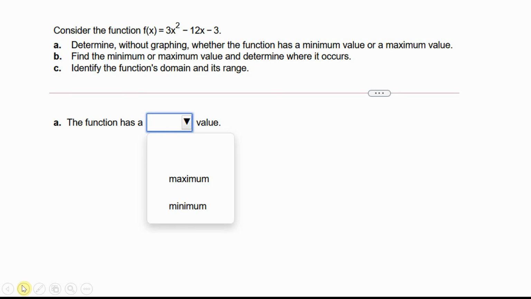Well, let me ask you. When they say without graphing, how could we know if this function has a minimum or maximum? The negatives. What negative? Like the negative 12 and the negative 3.